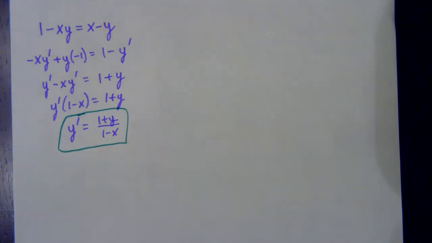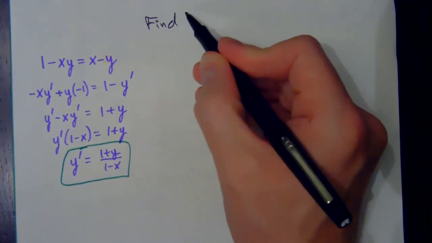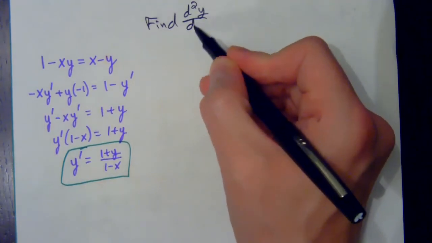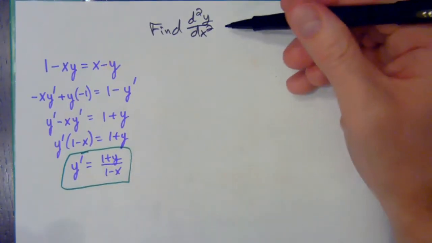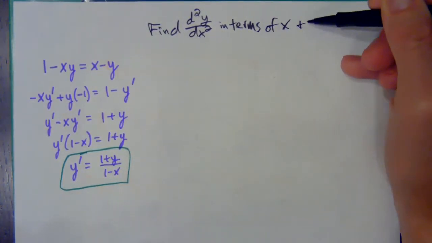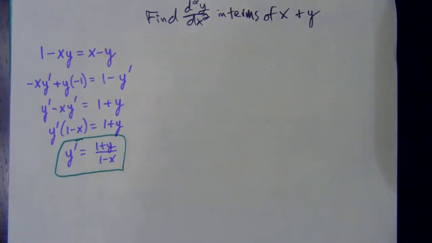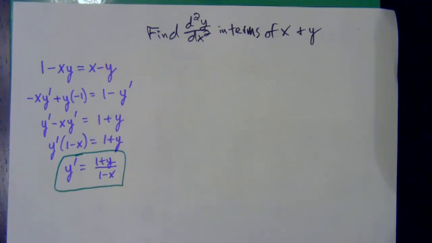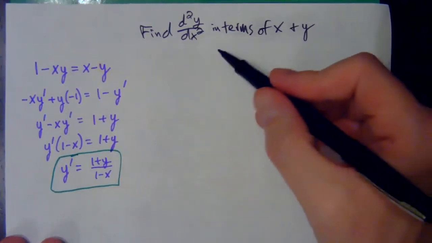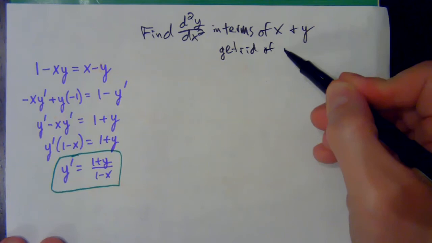If you have to do a second derivative, here's what the directions are going to ask us to do on this one. It's going to say find the second derivative. That's what that notation is. But it's going to say in terms of x and y, which means you can have x's in your final answer, you can have y's in your final answer, you could have a combination of x's and y's in your final answer. What you cannot have in your final answer is a y prime or a dy dx. So when we're doing this second derivative problem, you need to get rid of the y prime at the end.